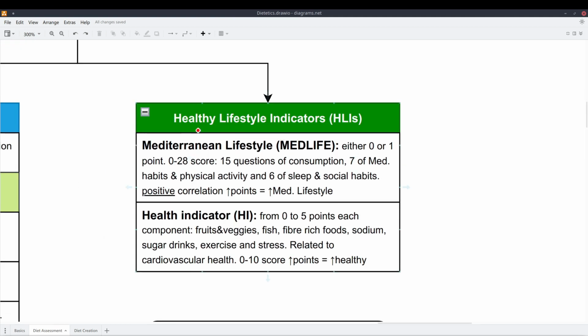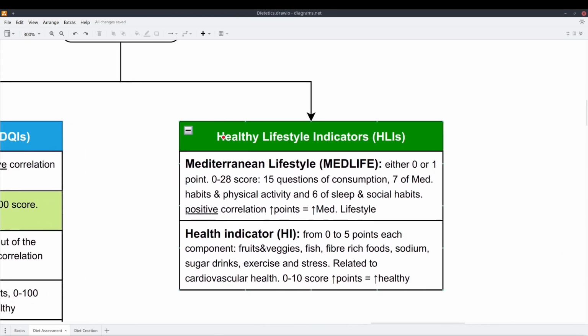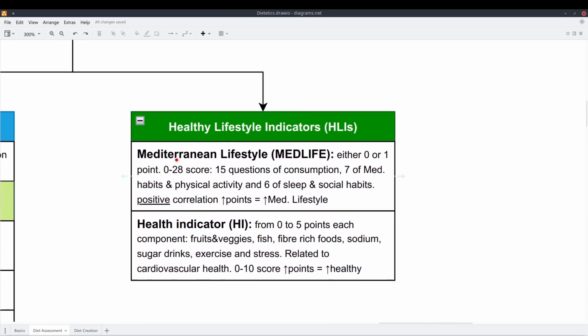On the other hand, we have the healthy lifestyle indicators. So these were for the diet, and these are for life, for the lifestyle. Mediterranean lifestyle gives either 0 or 1 point. The score goes from 0 to 28. There are 15 questions of consumption, 7 of the Mediterranean habits and physical activity, and 6 of sleep and social habits. And there is a positive correlation, so more points equals a better Mediterranean lifestyle.